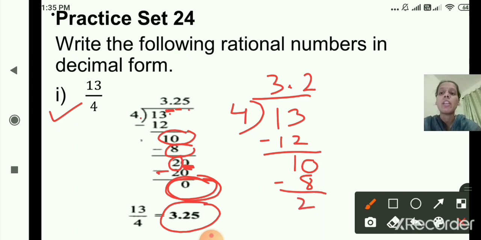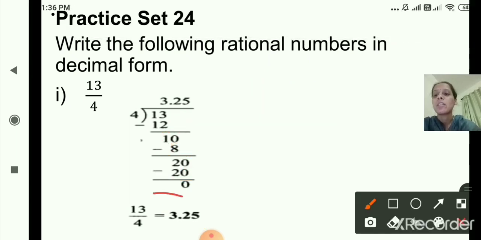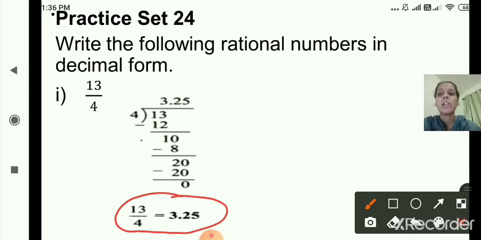Now 2 we cannot divide by 4 here. So we will add here 10, and 4 5s are 20, right? So now this is 00 here. Okay, so what we got as a remainder, that is 0. And what is the question? What is the answer? That is 3.25. So the decimal form of 13 upon 4 is 3.25, and at the last you will write down the final answer. See, 13 upon 4 is equal to 3.25. Hope you are clear with this, and this is terminating decimal form.